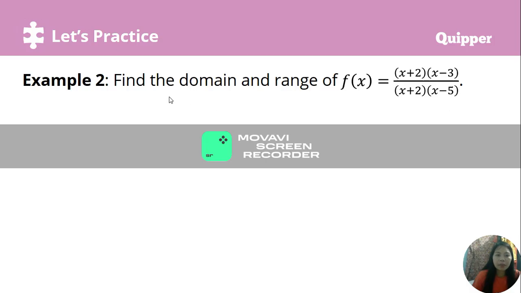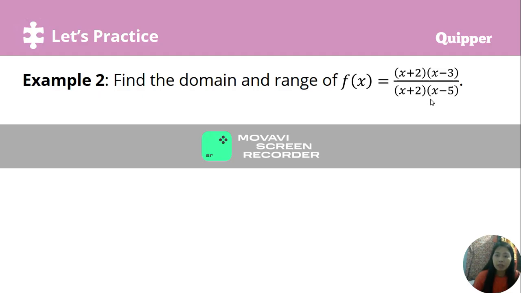Okay, next example. Find the domain and range of f of x equals x plus 2 times x minus 3 over x plus 2 times x minus 5. As you can see, our numerator is already in factored form, which is x plus 2 times x minus 3, and our denominator is also in factored form, which is x plus 2 times x minus 5. To find the domain, again, we will equate to 0 our denominator. Since we have two binomials, we will equate to 0 each binomial.